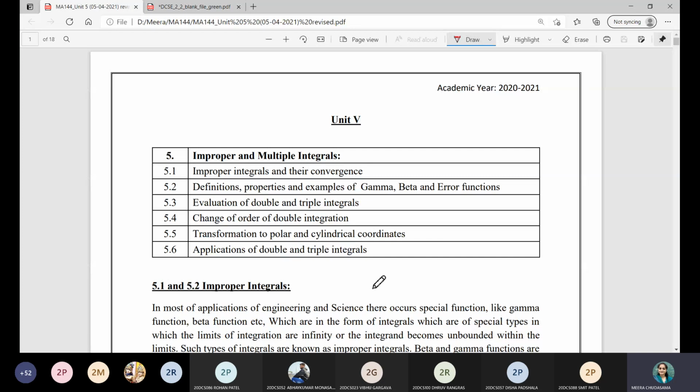So, yesterday we started with improper integrals. We talked about their convergence. Then we started with the beta and gamma function definitions and certain properties of them also. So let us recall the definitions and properties we have discussed, then we'll go for the examples.